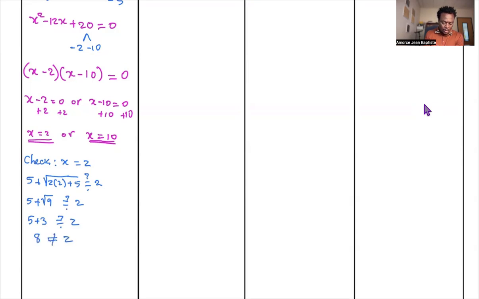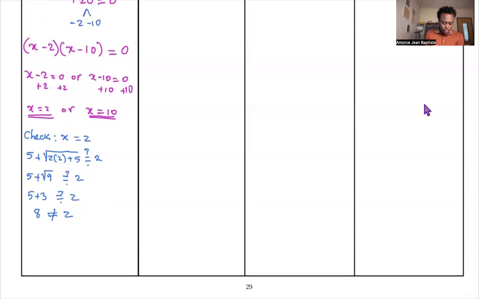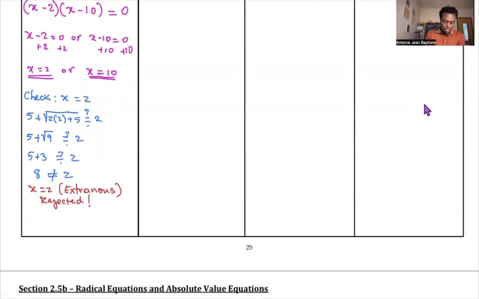So x equals 2 is an extraneous solution. Extraneous solution. So reject it. Now let's check for x equals 10.